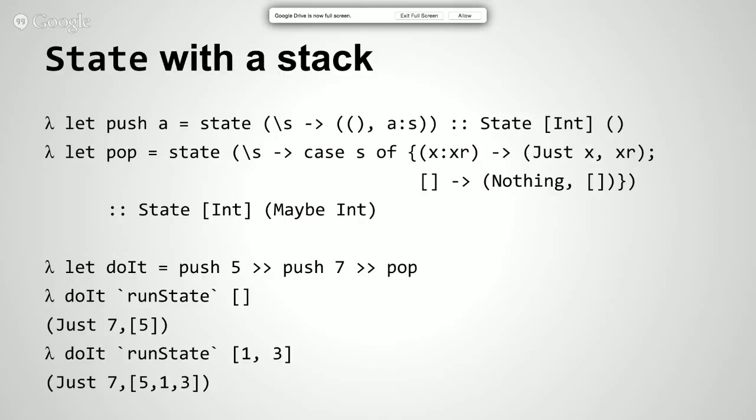If you take the same action and do it on the initial state 1, 3, well then you push 5, so now your state is 5, 1, 3. You push 7, so now your state is 7, 5, 1, 3. And then you pop, you get just 7, which is what's returned, and the state is 5, 1, 3.